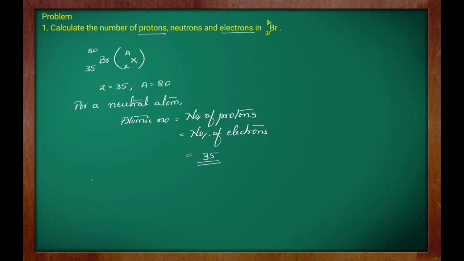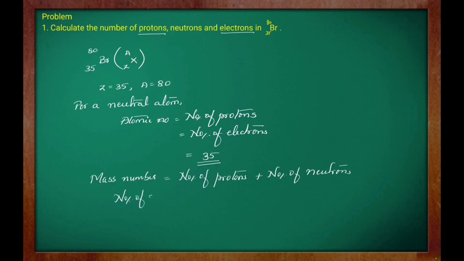Now in order to find the number of neutrons, we know the mass number is the sum of the number of protons and the number of neutrons. So in order to find the number of neutrons, we will just rearrange this expression. The mass number is represented by A and the number of protons is the atomic number represented by Z. So when I subtract the atomic number from the mass number 80, we get the number of neutrons, and that is equal to 45.